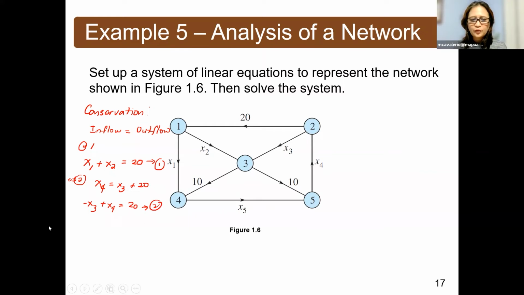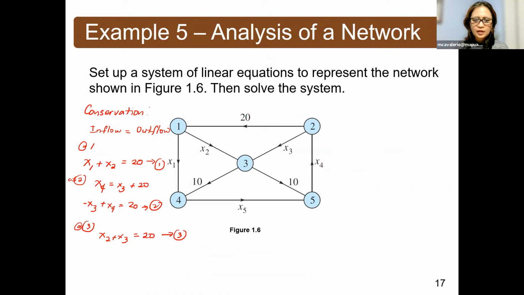And again, let's say at junction 3, what will be the inflow? We will have x sub 2 plus x sub 3. X sub 2 plus x sub 3 is simply equivalent to 10 plus 10, or that's equivalent to 20. Let this be our equation 3.